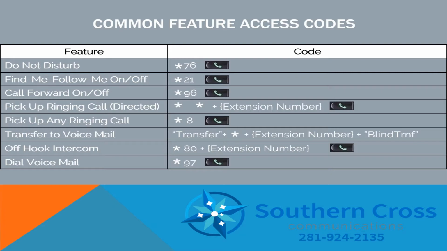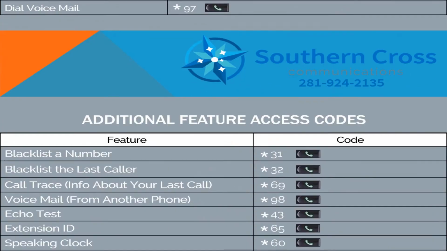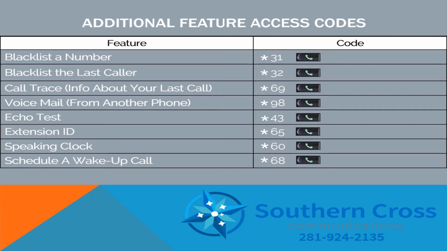Off-hook intercom sends you straight to the speakerphone of the intended recipient. The phone will beep once to alert the user of your call, but then will immediately connect you. Dial *80 before dialing the extension number or pressing the BLF key. There are additional features you can use. Here are some of the more useful and interesting codes.